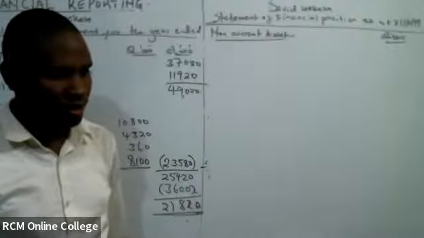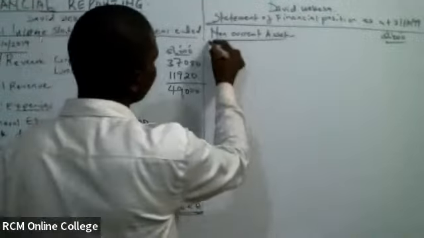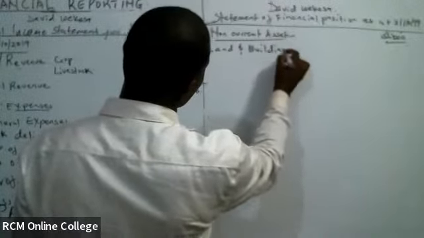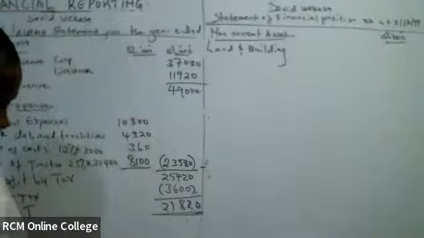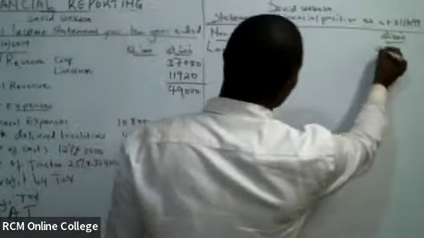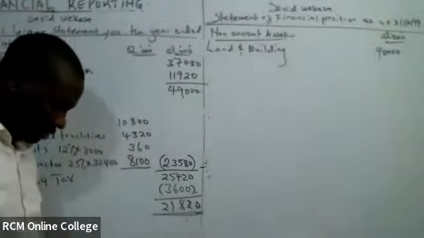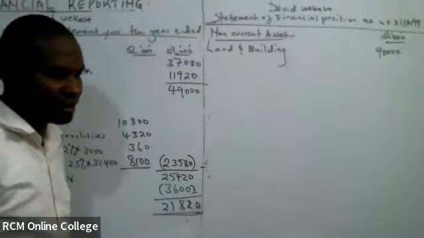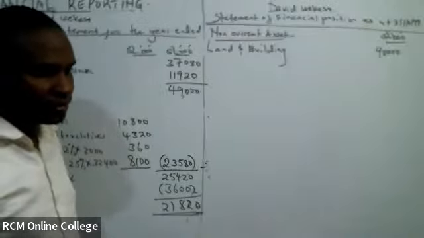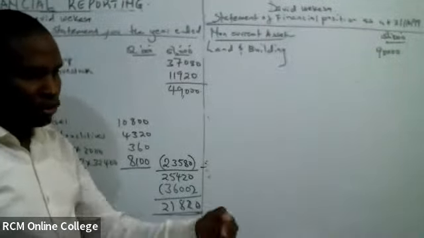The first non-current asset: can you see land and building and its value there? Yes. Land and building. How much is our land and building? 90,000. Then, any other non-current assets? They are all together there; the examiner put them all together.